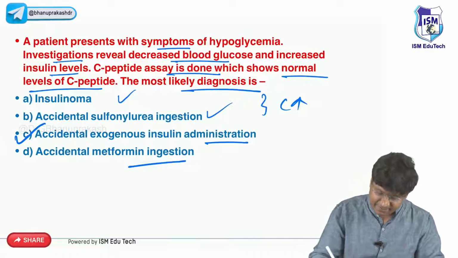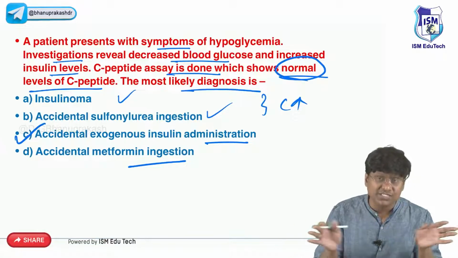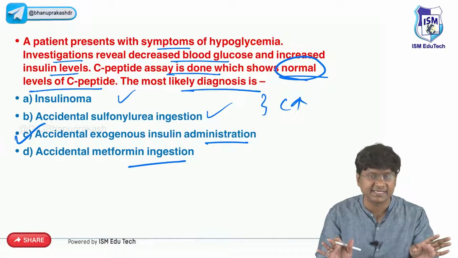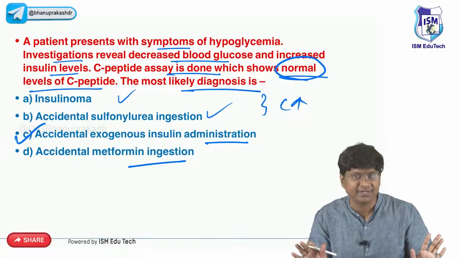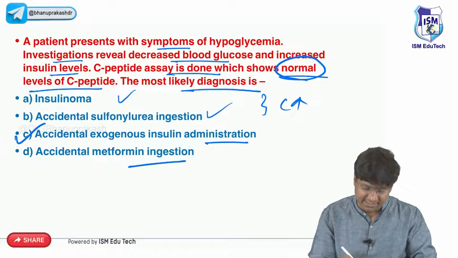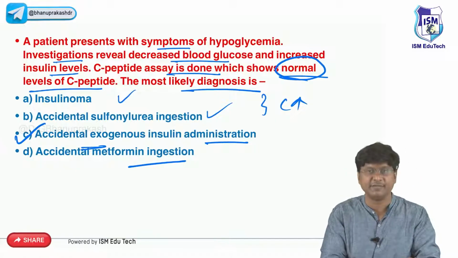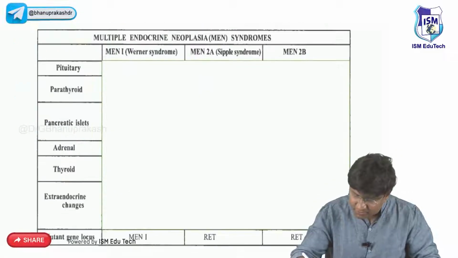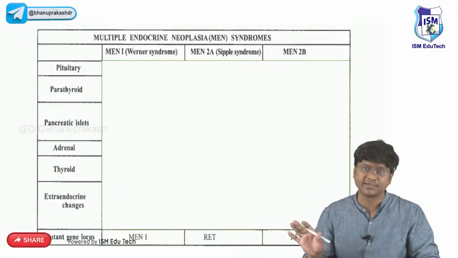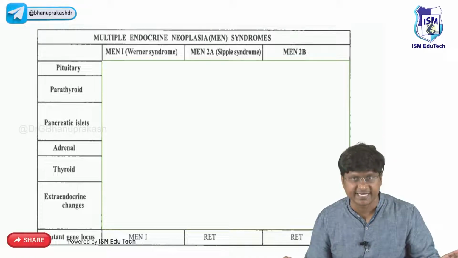But here, the C-peptide levels are normal. Exogenously administered insulin doesn't contain C-peptide. So that is the reason why the insulin level will be high and the C-peptide level will be normal, causing hypoglycemia. That is your exogenous insulin administration. Okay, right. So that was completely about diabetes mellitus. We are done and dusted with diabetes mellitus.